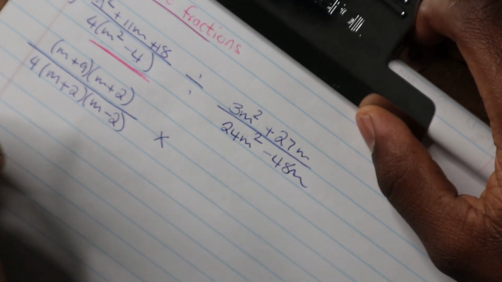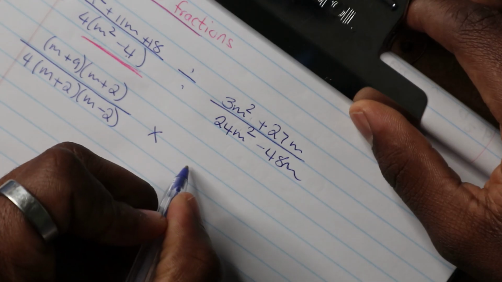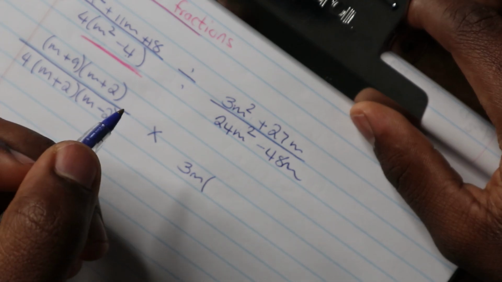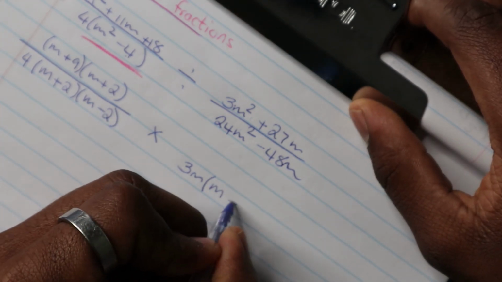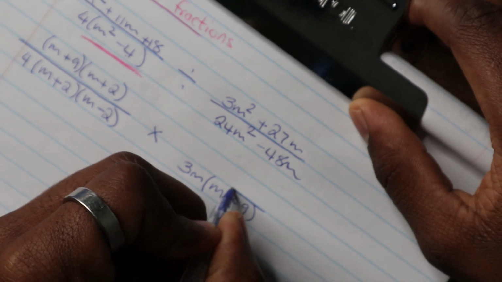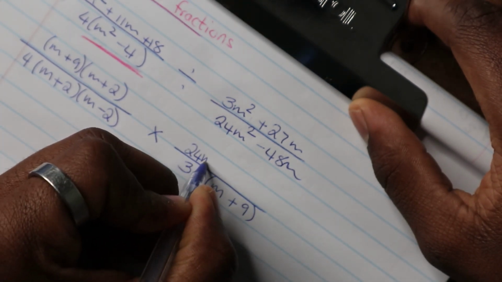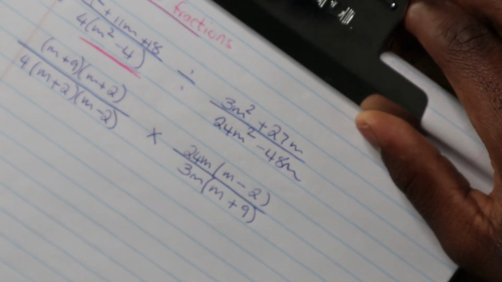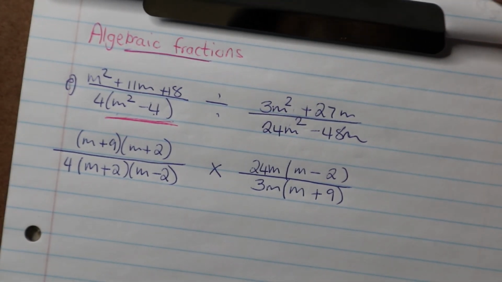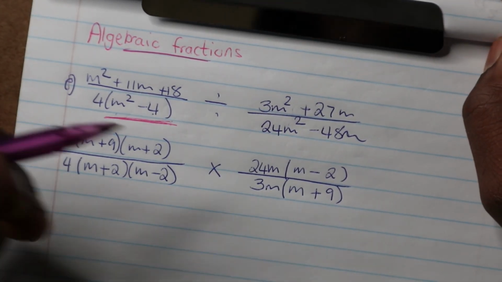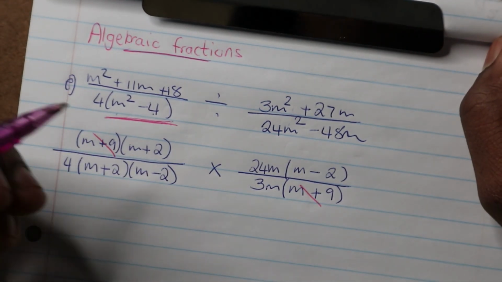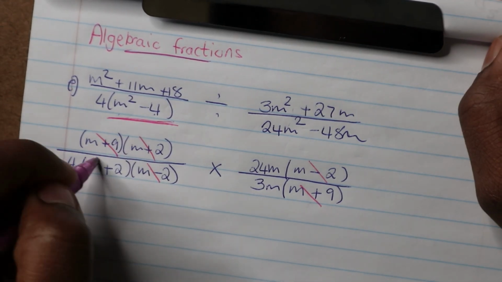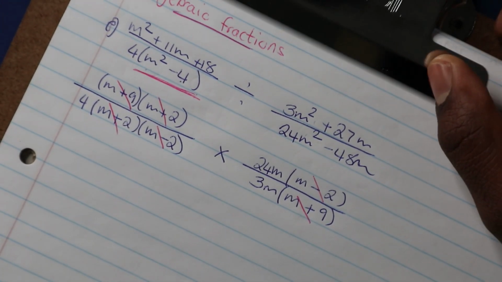So now we're going to have a times sign here, and here we have 3m as our common factor, and then we have an m plus 9, over 24m as our common factor with an m minus 2. What you notice is there are things that we can cancel out. So this plus 9 and this plus 9 cancel out, this m minus 2 and this m minus 2 cancel out, and this m plus 2 and m plus 2 cancel out.